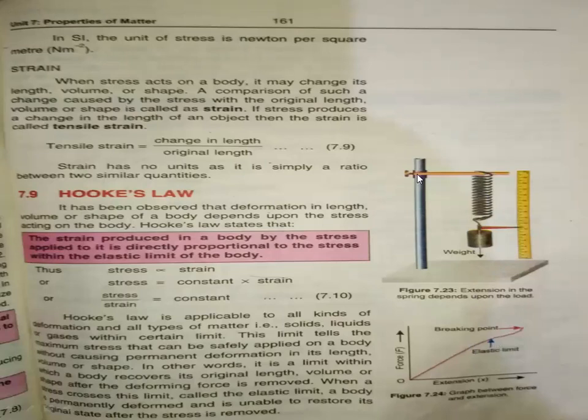Look, they have plotted the graph between force and extension. Extension is taken on the x-axis and force is taken on the y-axis. If we keep on increasing the force, the spring will be stretched. But if we remove the force, what will happen? The body will come back to its original position. This is the point up to which the body will come back to its original position. This is the elastic limit.